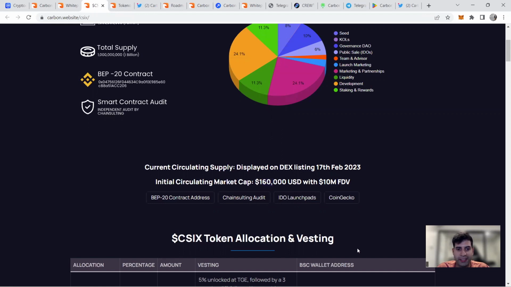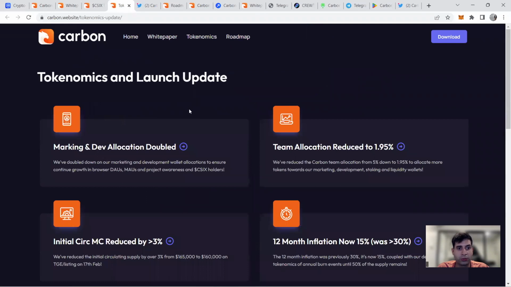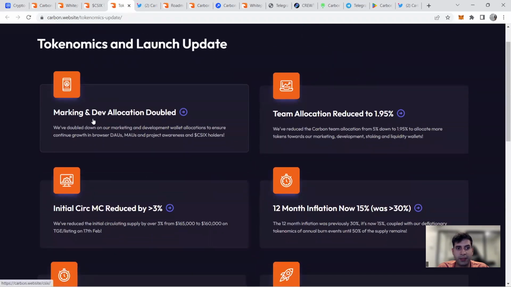They've also been active in putting the address on the Web20 contract address. You can search, you can see the audit, you can see the Launchpads, and you can also see them on CoinGecko. So that's the tokenomics. To summarize, they've doubled the marketing and development allocation to make sure there's more growth of the community and the browser.